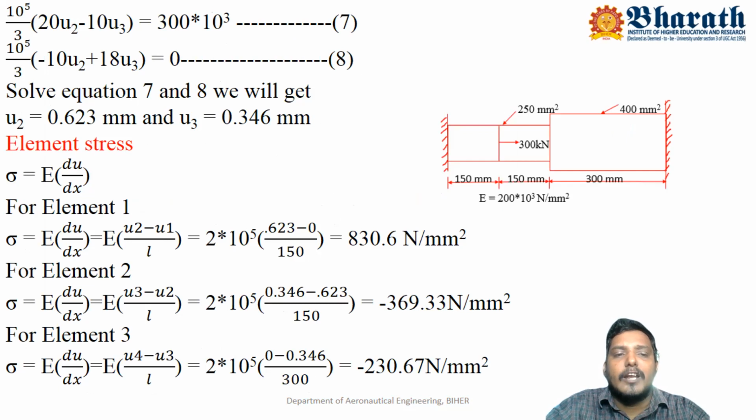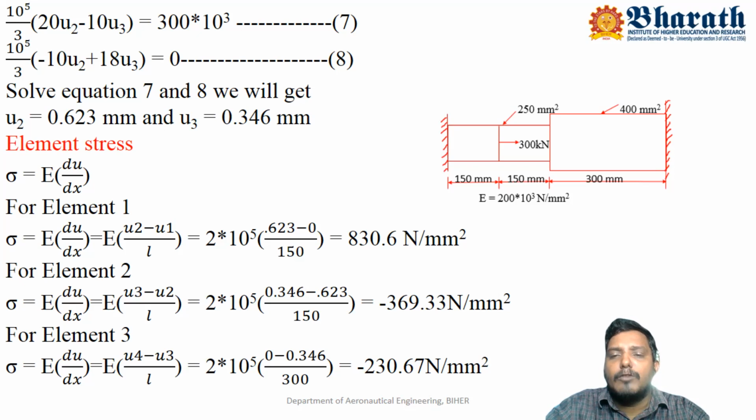Then how will we calculate the element stress? According to Hooke's law, the stress induced in the material is directly proportional to strain. Then sigma is equal to E times du by dx, where du by dx is nothing but the strain. If we consider element number 1, du is U2 minus U1, where U1 is fixed, so U1 becomes 0, and we already found the U2 value. Then sigma is equal to Young's modulus, 2 into 10 power 5 Newton per millimeter square, into U2, which is 0.623 millimeter, minus U1 which is 0, divided by the length of the element, 150 millimeter. We will get 830.6 Newton per mm square.